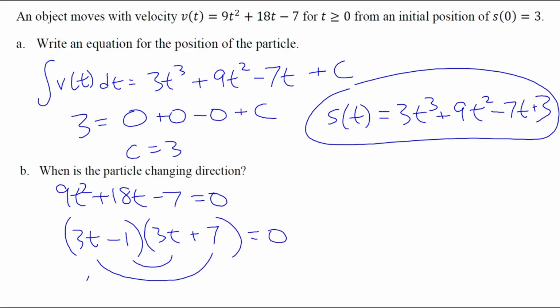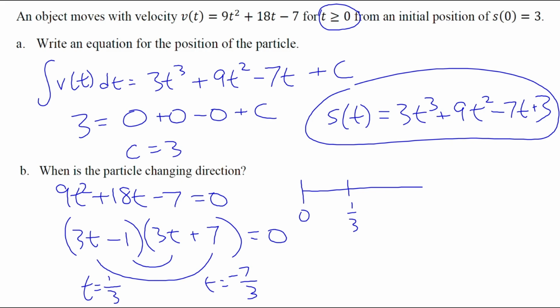Setting that equal to 0 tells us that t was either going to be 1/3 or -7/3. -7/3, though, we'll ignore because t has to be greater than or equal to 0. So our particle potentially changes directions at 1/3. And we can see if that's true by just testing a value in our velocity function that's between 0 and 1/3, and then something more than 1/3.